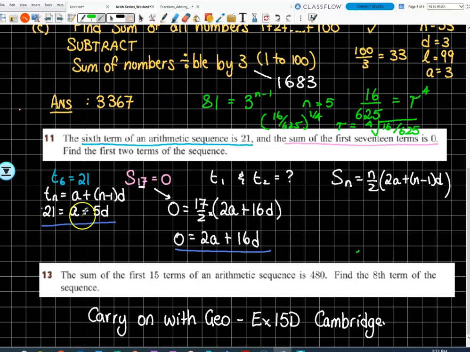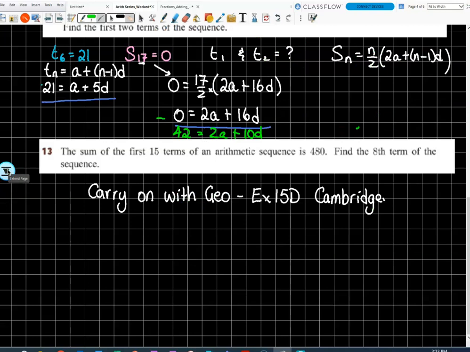Finishing off, you can finish that, can't you? Solve simultaneously. Yes? Can you do it by hand? I would eliminate the A's, so I'd times this by 2, so that becomes 42 equals 2A plus 10D, and then subtract, and away I go. The A's will eliminate, I'll be left with D. Agreed? If that's too fast, then that's something you ask me about next lesson.